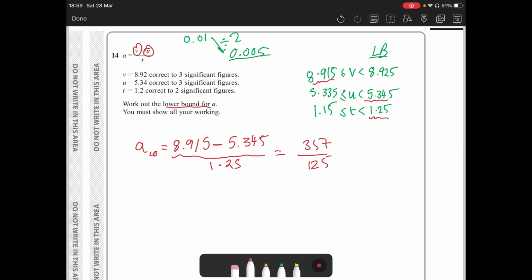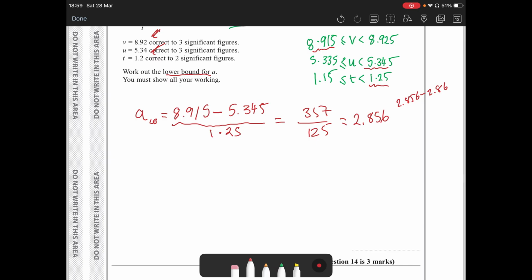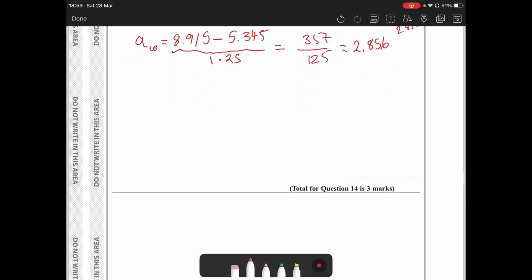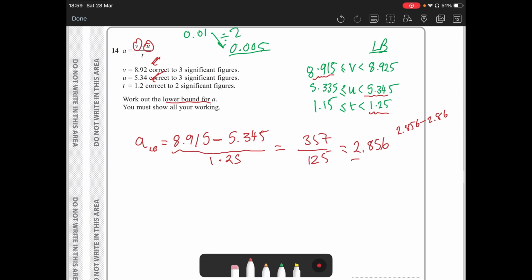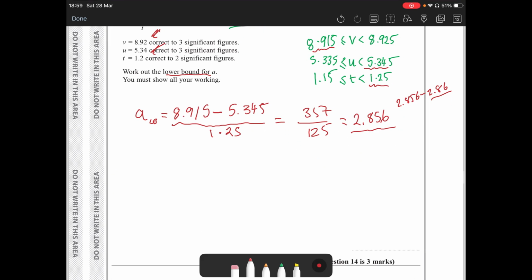I'll write the decimal number: it's actually not that long, 2.856. The mark scheme sort of allows 2.856 to 2.86. I think it just assumes you might have rounded to 2 decimal places, and I think the reason they've done this is these first two numbers were rounded to 3SF, so they allow students to do that. Fair enough. Either that or that would be fine.